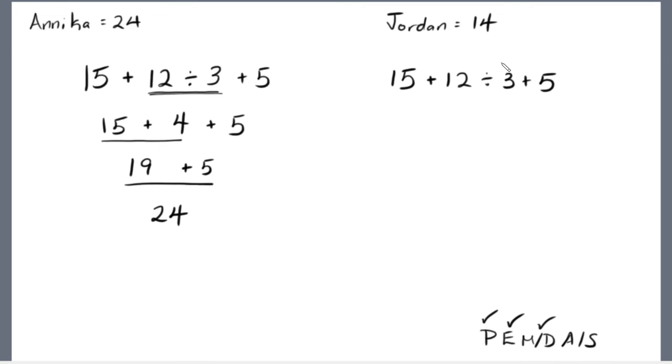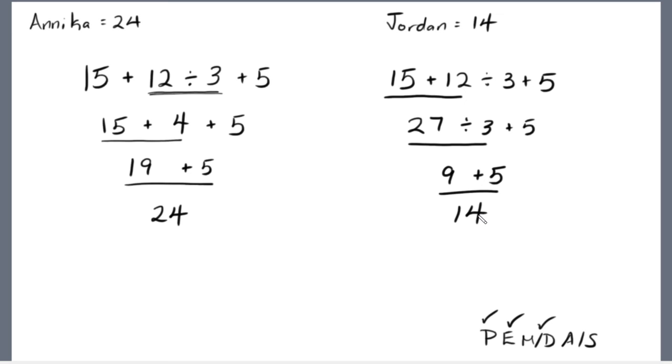Jordan, however, got 14. And let's figure out why Jordan got 14. Well, I know Jordan didn't follow the order of operations, because if he or she did, he or she would have gotten 24. So I'm going to try doing the biggest mistake that I know most kids will make. They're going to do 15 plus 12, and they're going to get 27 divided by 3 plus 5. And then I'm going to do 27 divided by 3, which is 9, plus 5. Now, do you see the big mistake that can happen if you're not careful with following the order of operations? You want to make sure that you're following this PEMDAS step all the time.